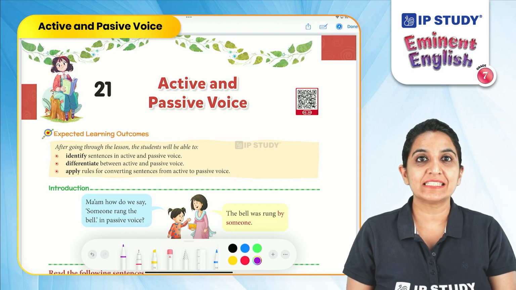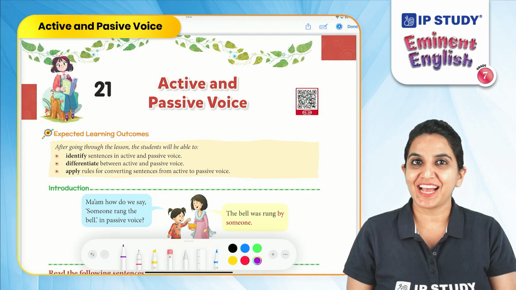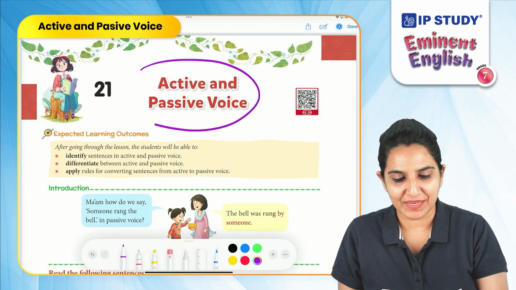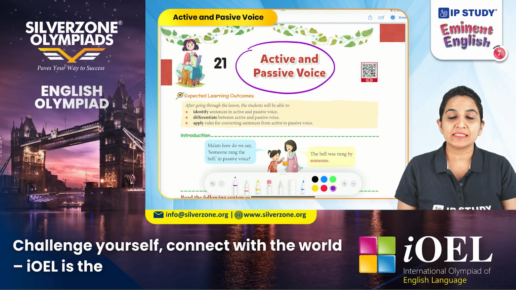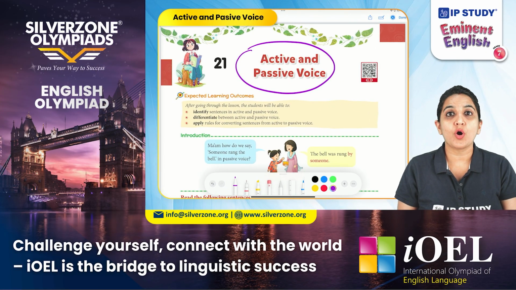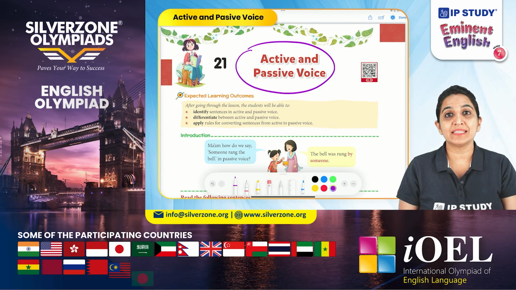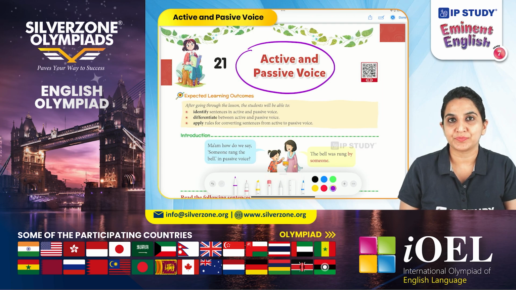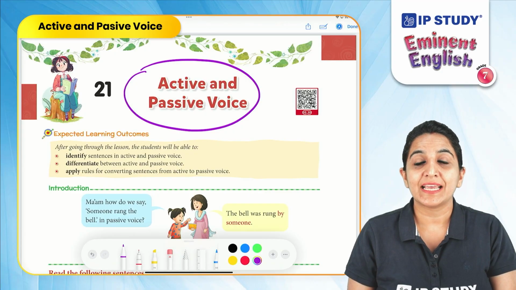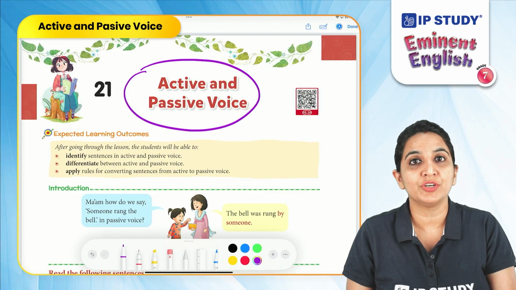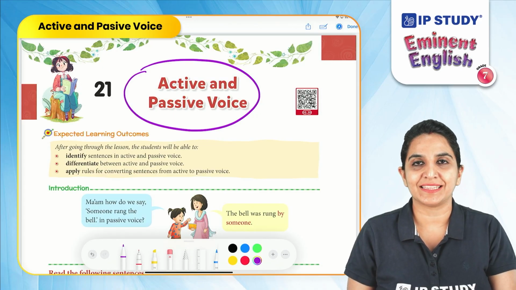Today we will discuss the 21st chapter of Grade 7 English Grammar, and our topic is active and passive voice. A voice in a sentence shows whether the subject is doing the action or receiving the action. Active voice shows when the subject is doing the action, whereas in passive voice, the subject is the receiver of the action. He or she is not the doer of the action. This is what we will discuss deeply in this chapter.